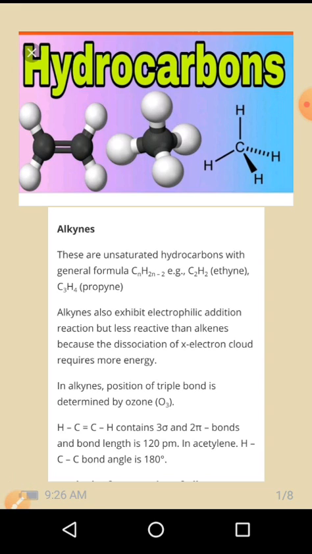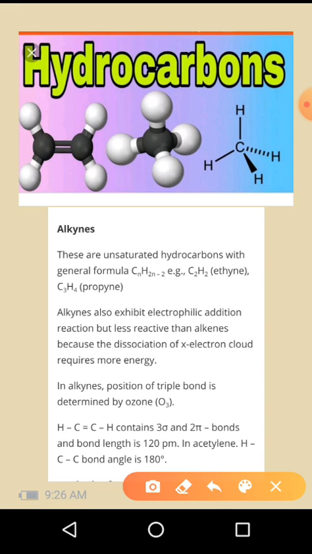Alkynes also exhibit electrophilic addition reactions but are less reactive than alkenes because the dissociation of the pi electron cloud requires more energy. In alkynes, the position of the triple bond is determined by ozonolysis.